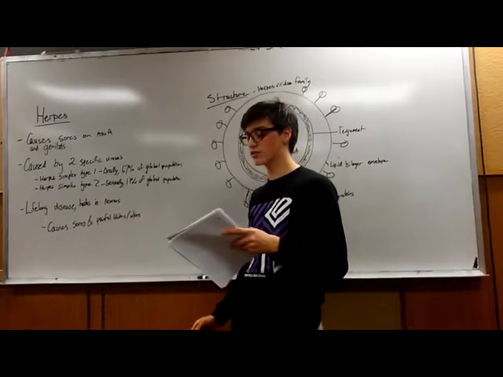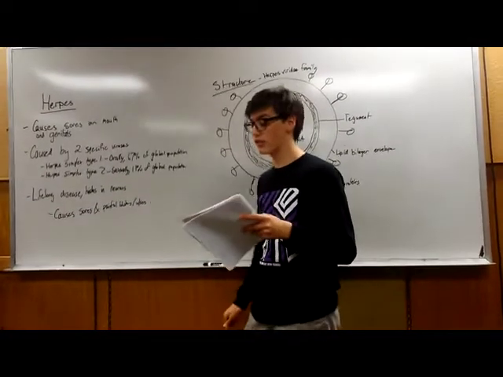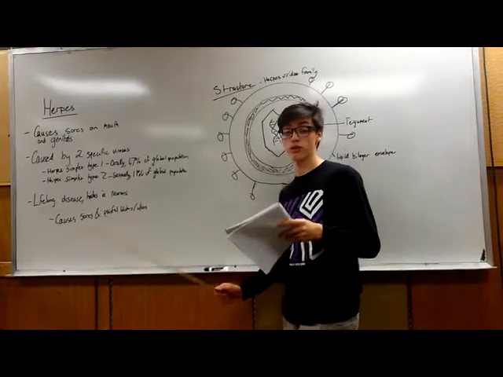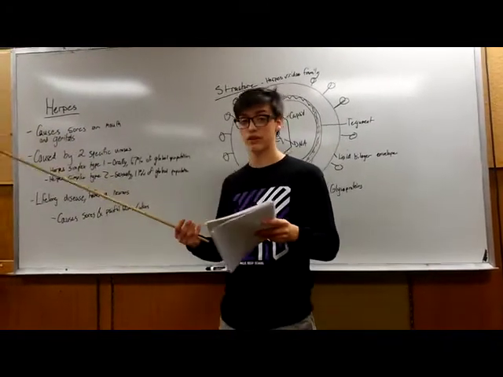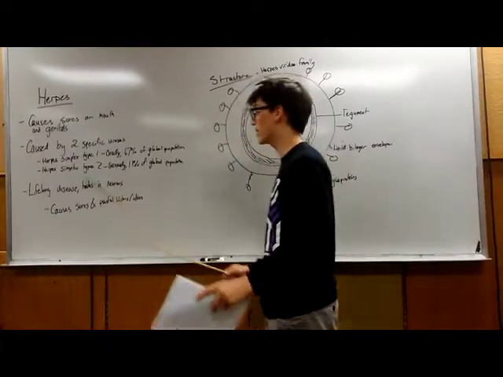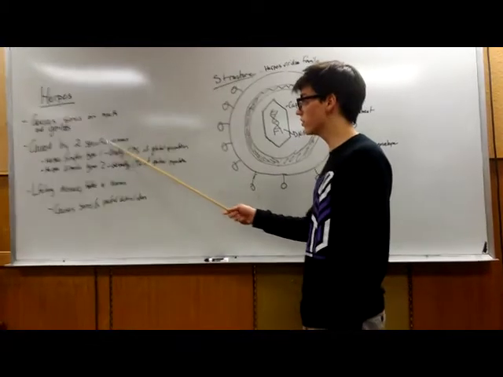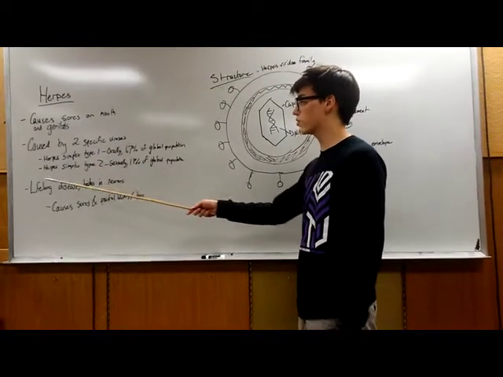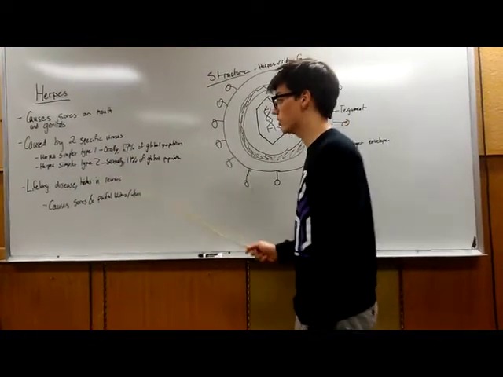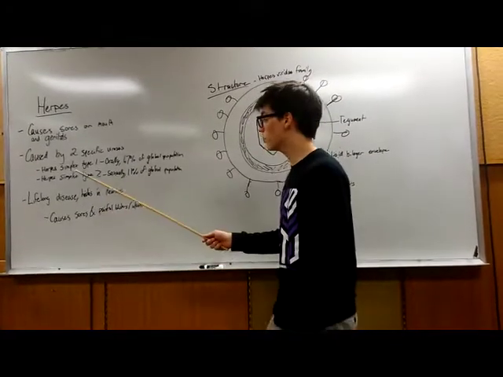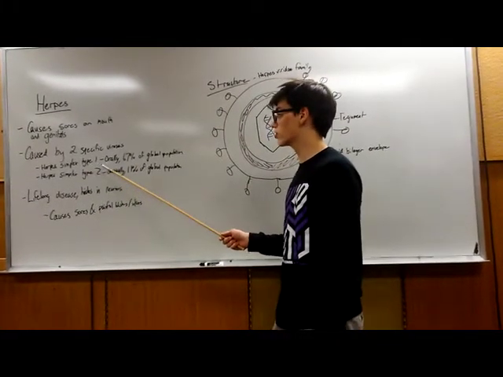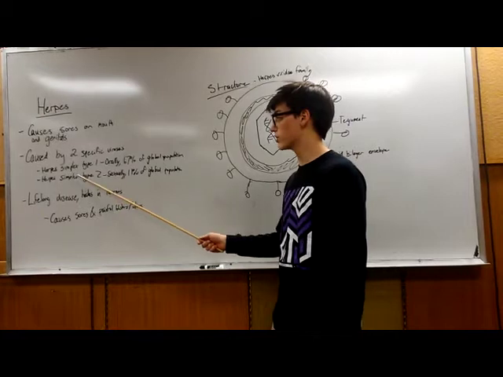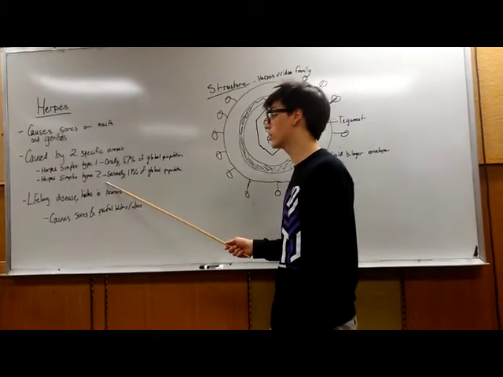Herpes is a sexually transmitted disease which causes a viral skin condition that emerges as cold sores on the lips and the genitals. It's caused by two specific viruses, herpes simplex 1 and herpes simplex 2. The main difference between these viruses is how they're transmitted. Herpes simplex type 1 is transmitted orally, while herpes simplex type 2 is transmitted sexually.